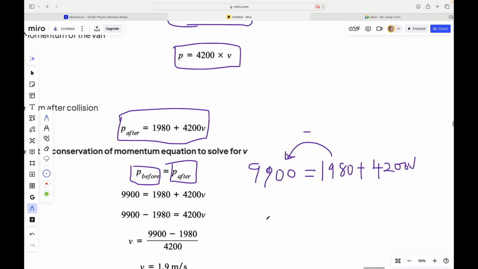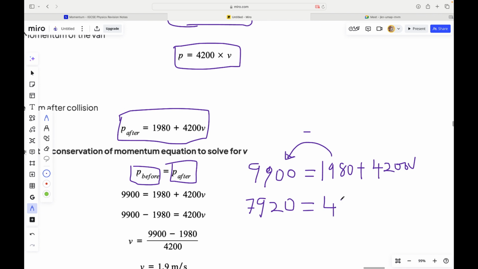So it becomes what? 7,920. So if I do that, on this side I have 7,920. How did we get that value? Because we move this one to this side, simple equation, remember, and we subtract it. When it comes here, we subtract. It's equal to 4,200 V.